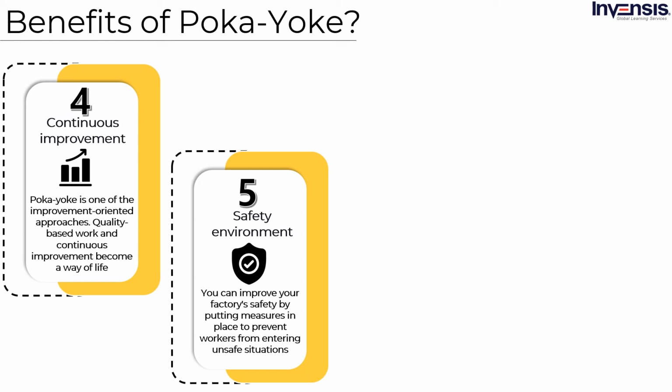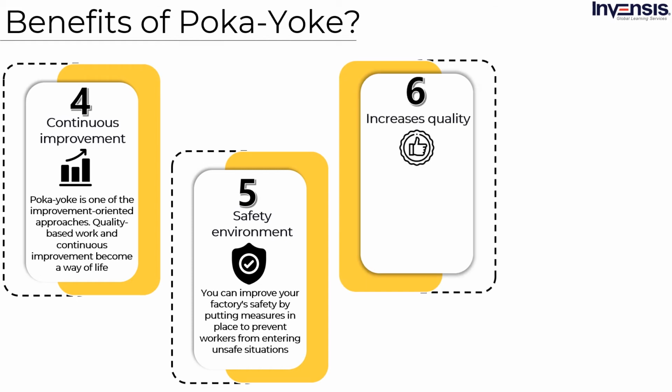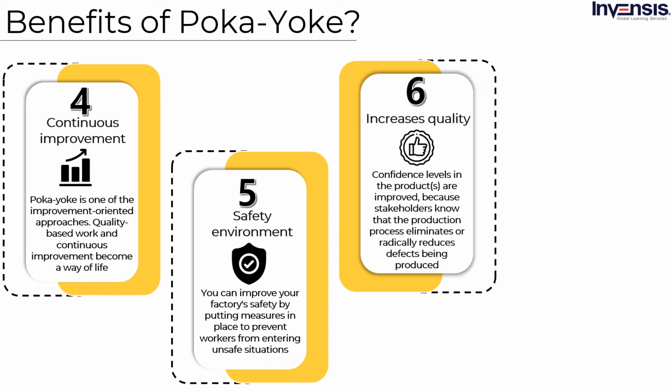The next benefit is that it increases the quality of products. Confidence levels in the products are improved, because stakeholders know that the production process eliminates or radically reduces defects being produced. No defective items, or very few, are produced, thus reducing waste and costs. Quality checks by sampling and inspection can be reduced, because the elimination of mistakes is built into the process, either by prediction or by detection.